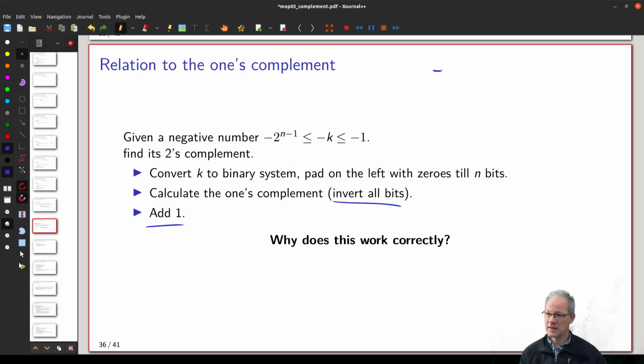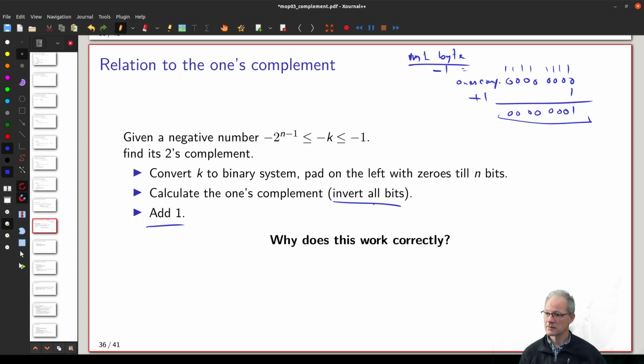For example, if we have minus 1, in binary that would be 1, 1, 1, 1, 1, 1, 1, 1 in 1 byte. Using this algorithm, first we do the 1's complement, so we invert all the digits, and then we do plus 1. So we add 1 here and the result's going to be 00000001. Okay, fine. Looks good.